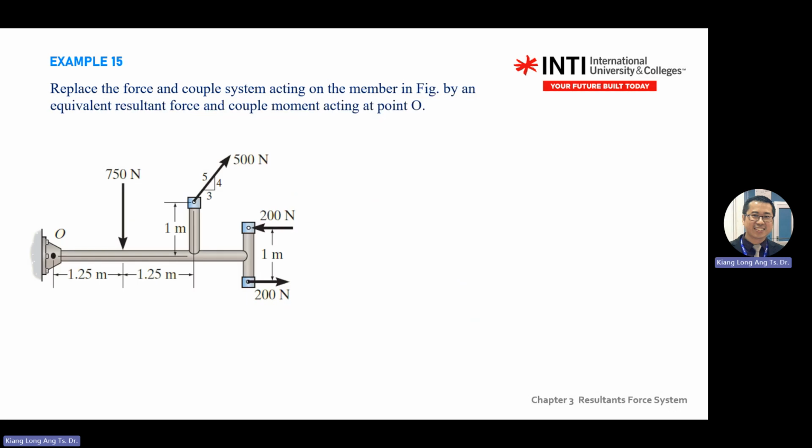All right, so just test whether you understand or not. So example 15, again: replace all the forces with a couple, with the resultant force and moment at point O here. The SOP is always very easy. First, draw the diagram. Second, look at forces and moment. Then you calculate the resultant for force and moment. Number 4 is just to check your diagram whether correct or not.